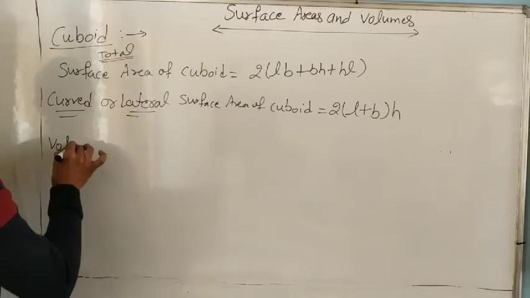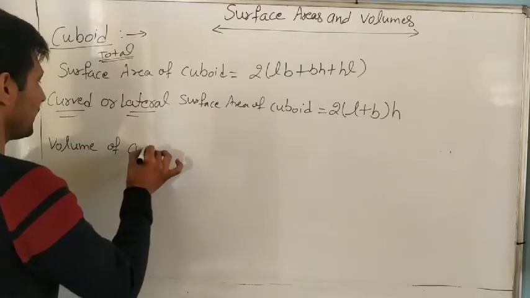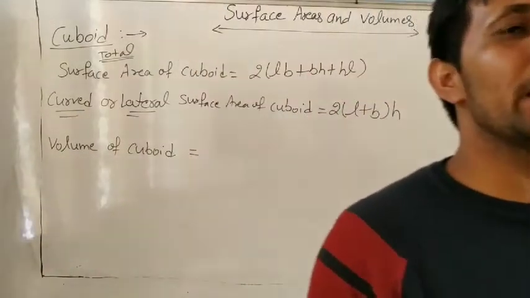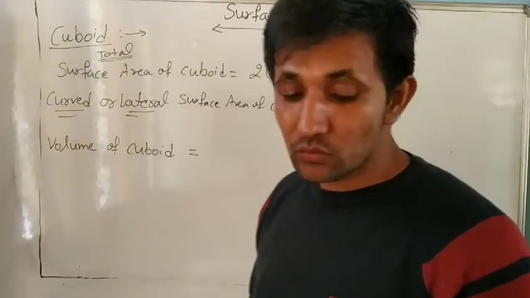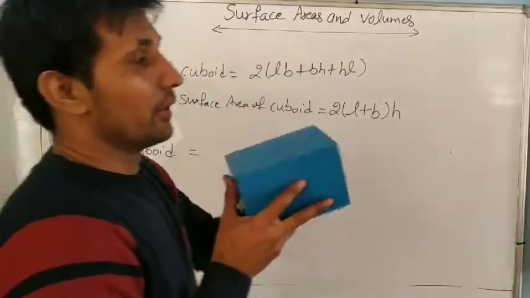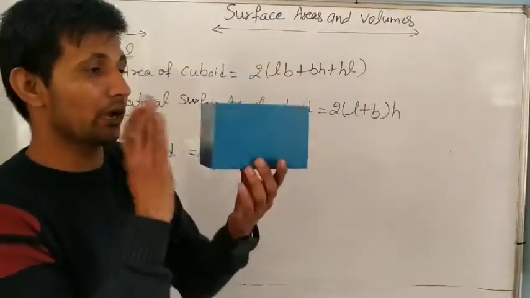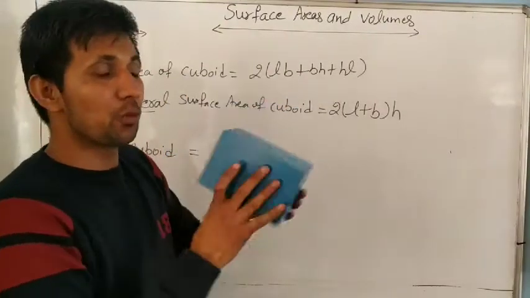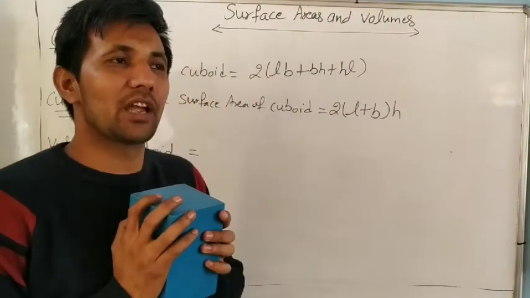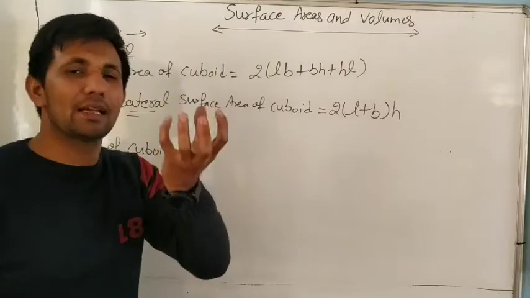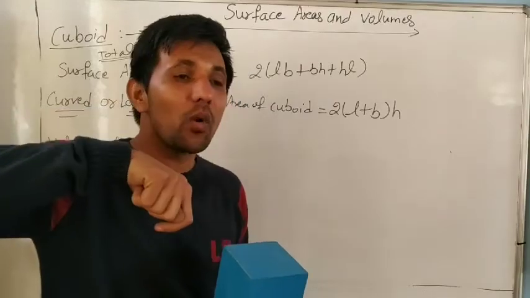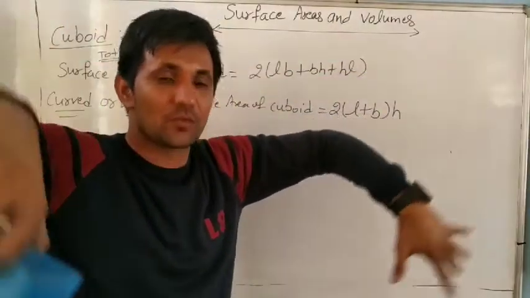Now, volume of a cuboid. Every figure has these 3 formulas: lateral surface area, total surface area and volume. And what is the volume of a cuboid? Look, surface area is the outer boundary, where I am rotating my hand. Suppose it is a hollow cube. Can you fill a room with water? Suppose you have an empty glass, can you fill the glass with water? Yes. And where is the water coming? In the space.